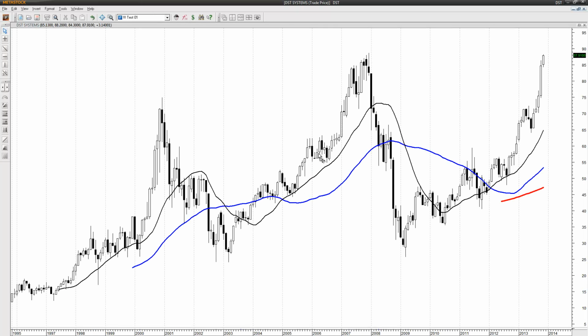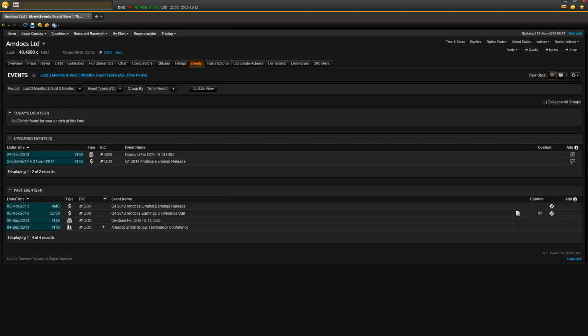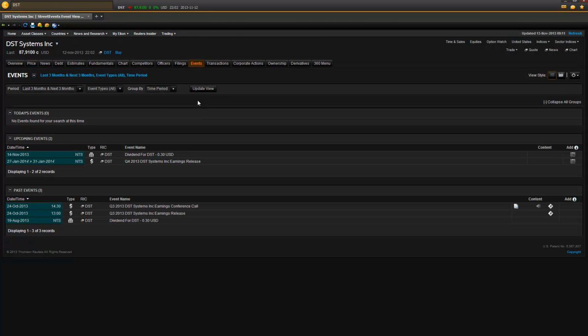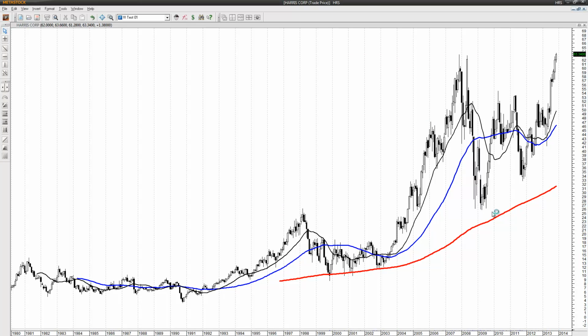Okay, take a look at the next chart. DST Systems, DST. Using this high, 88.72. That's where I find resistance and putting in a short sell limit order. DST. No, nothing for DST.